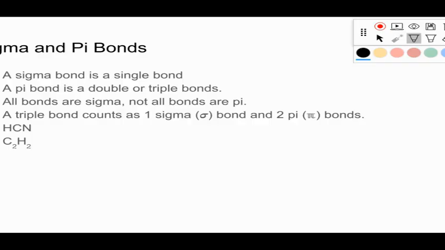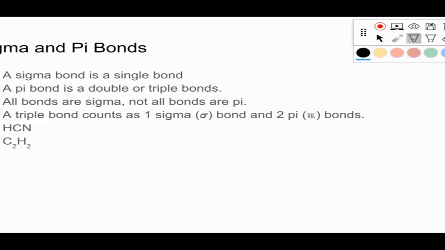So 2 more slides and we're done. It's a lot of information thrown at you. So the last thing is there are different types of names for bonds, depending on if it's a single or a multiple bond, and they are called sigma and pi bonds. Again, almost everything in chemistry is named based off of Greek alphabet, and so that's where this one comes in. So a sigma bond is a single bond, a pi bond is a double or a triple bond. All bonds are sigma, not all bonds are pi.